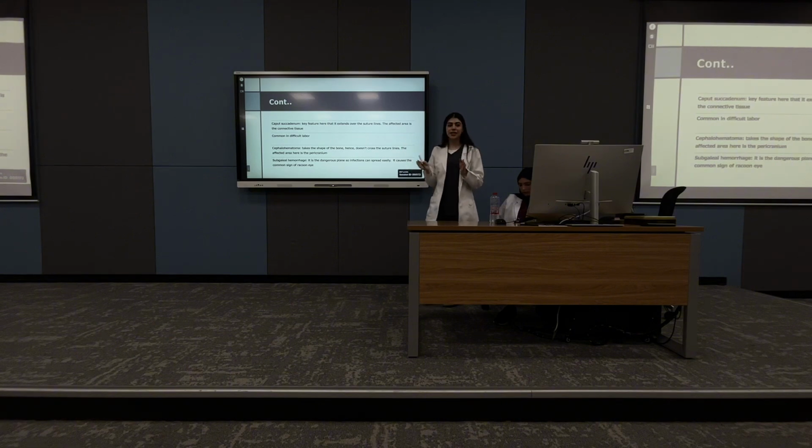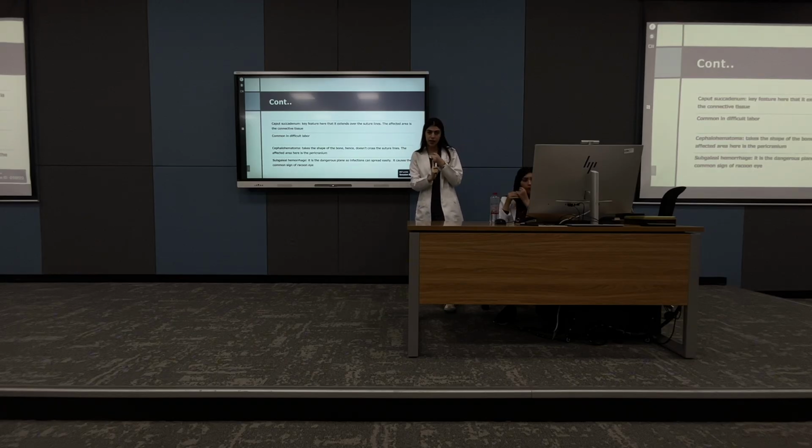Subgaleal hemorrhage, the area that's going to be affected is the dangerous plane of the scalp. That's why it's called the dangerous plane of the scalp, because infections can spread easily as well as blood can spread easily. Hence the feature, raccoon eyes.